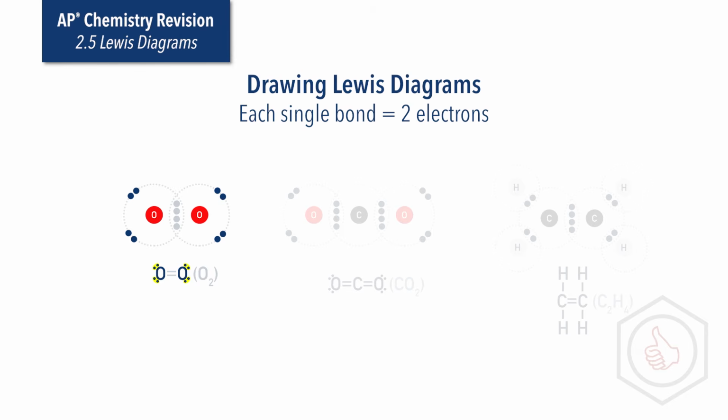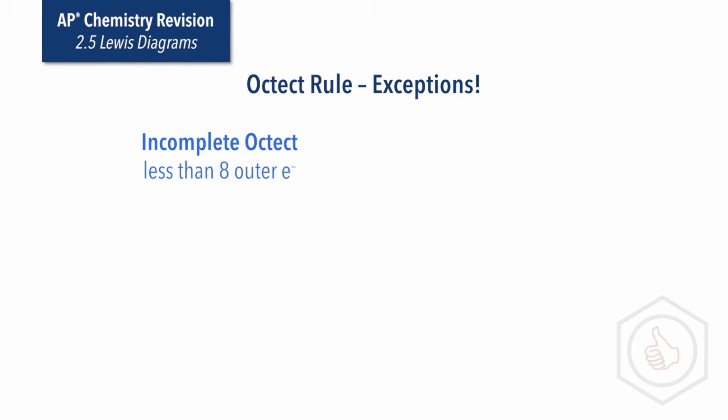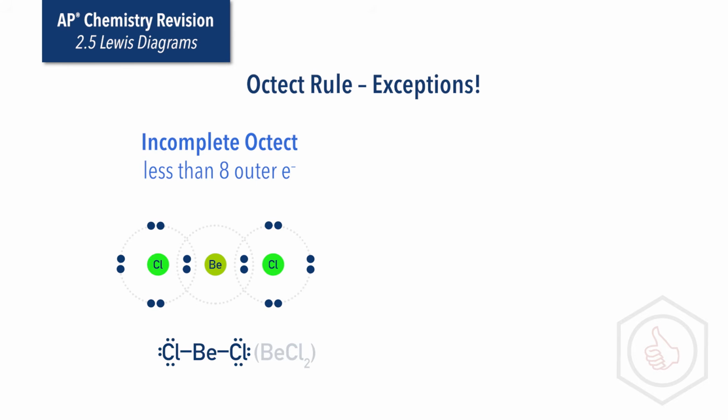Although the octet rule is usually satisfied by most atoms with Lewis diagrams, there are some exceptions. Some atoms, mainly in period 2, can be stable with less than 8 electrons in their outer shell. This would be an incomplete octet. For example, BeCl2 contains a beryllium atom that only has 4 electrons in its outer shell in the molecule, meaning it is an incomplete octet.